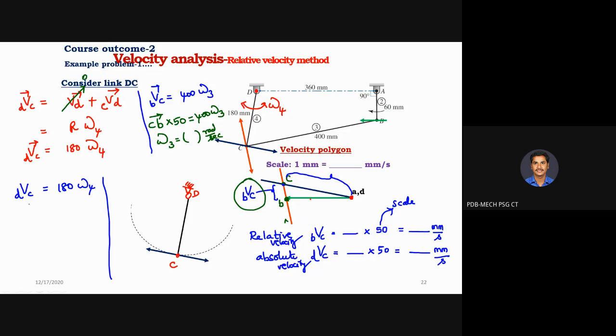Okay, similarly velocity of C with respect to D is equal to 180 omega 4. இங்க இருந்து எடுத்துக்கலாம். So what is velocity of C with respect to D pa? Or where we can take it? Sir, CD absolute velocity ல எடுக்கலாம். From the velocity polygon. Polygon, blue color vector. Okay, so blue color vector ஓட length எவ்வளவு வருதுன்னு எழுதிக்கோங்க. That is CD. It is from velocity polygon. Okay, into scale 50, that is equivalent to 180 into omega 4.